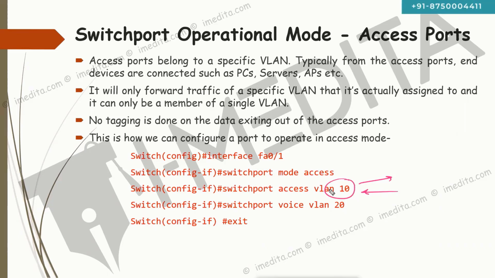Any traffic that comes onto the access port or exits out of the access port is never tagged. Traffic received on the access port and traffic being sent out of the access port is not tagged. Tagging is not done on the access port, no matter if you receive or send the data. Tagging is always done on the port called trunk port. So if the port is operating as a trunk port, then the tagging will be done, but the tagging will not be done on the access port.